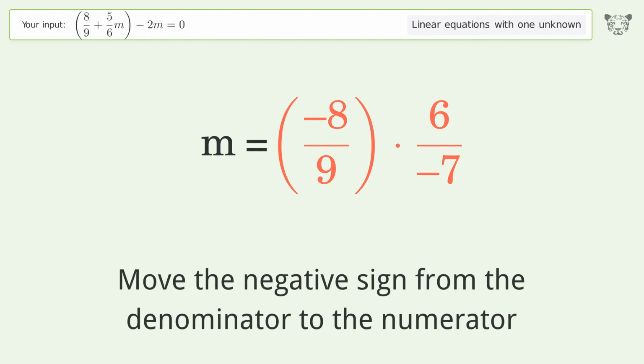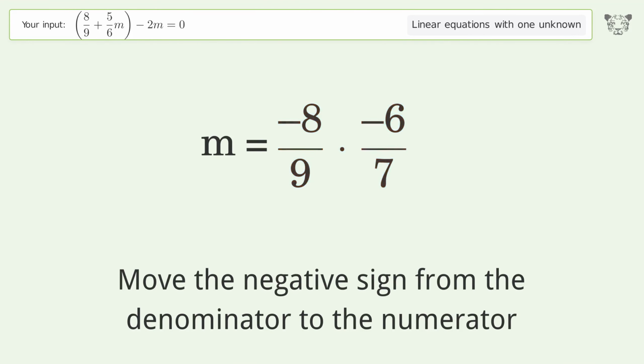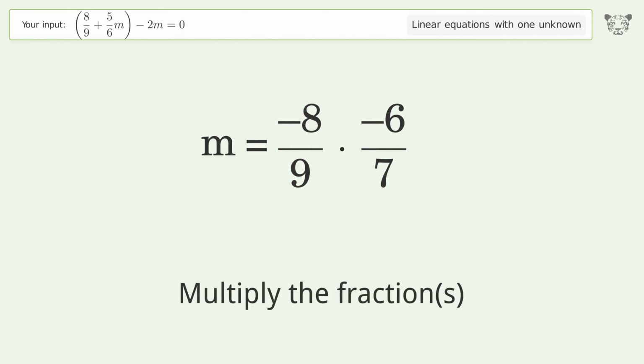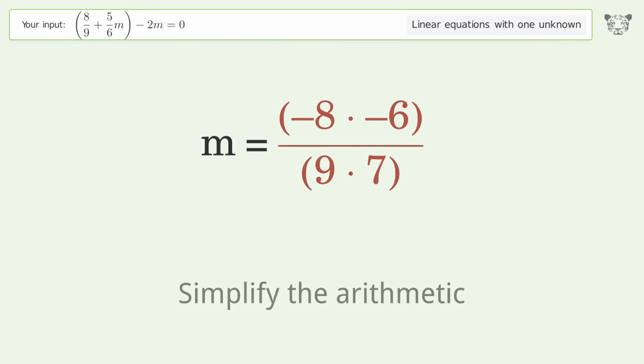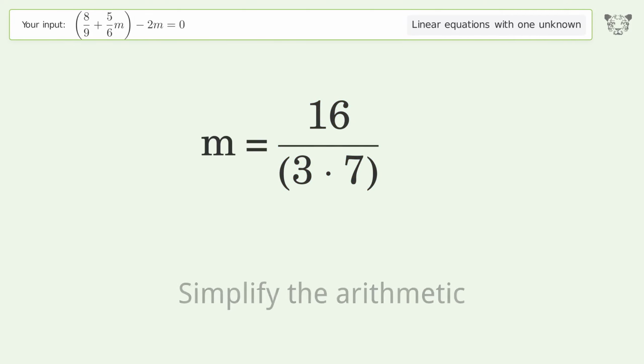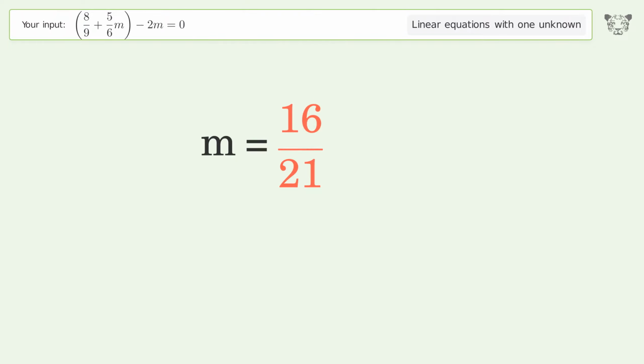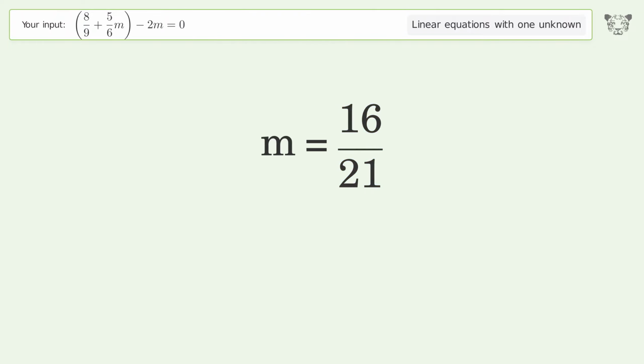Move the negative sign from the denominator to the numerator. Multiply the fractions. Simplify the arithmetic. And so the final result is m equals 16/21.